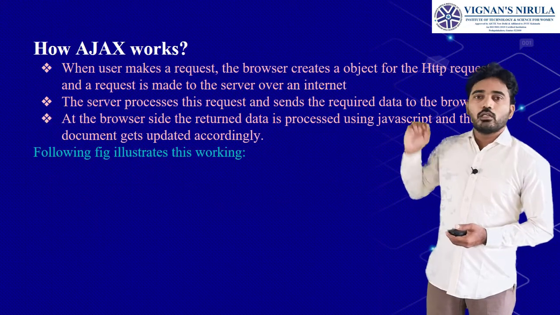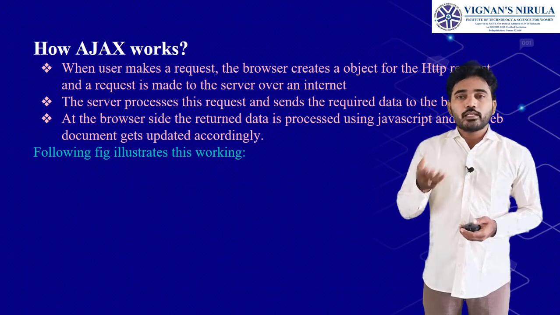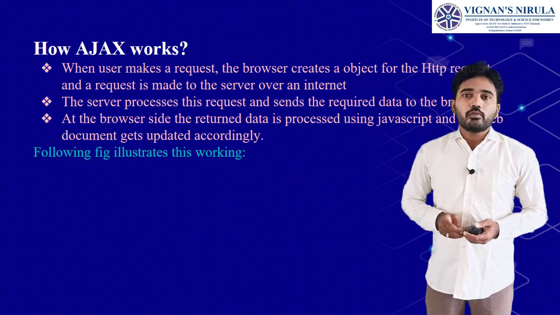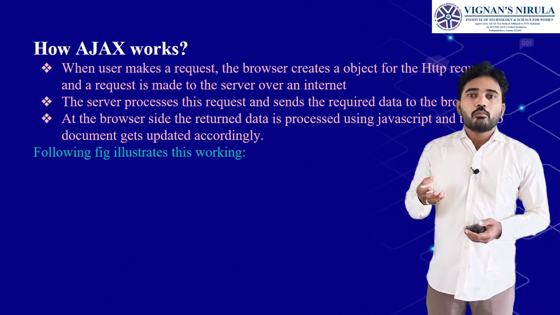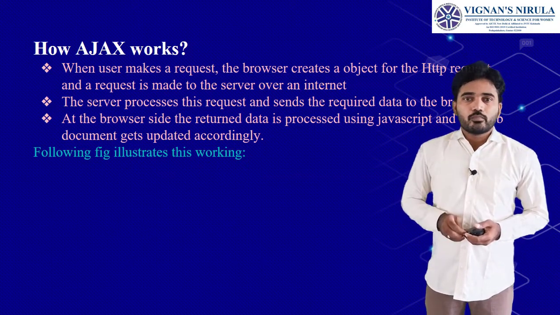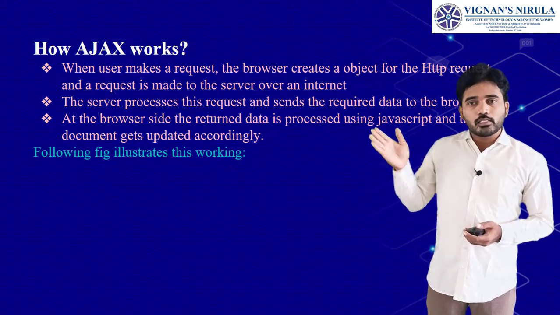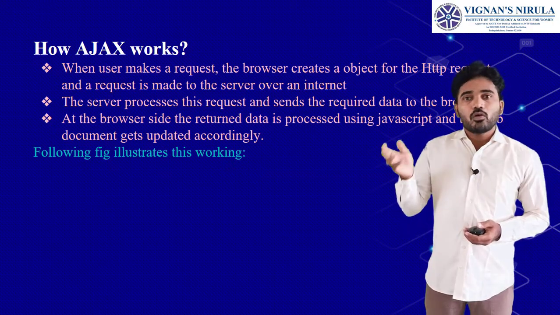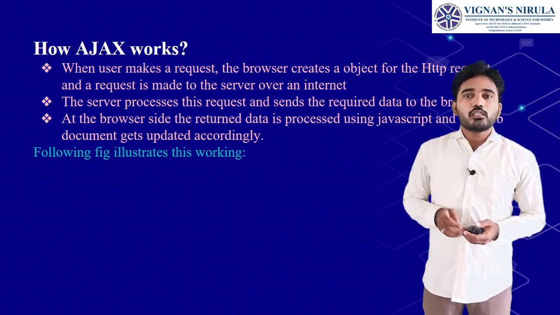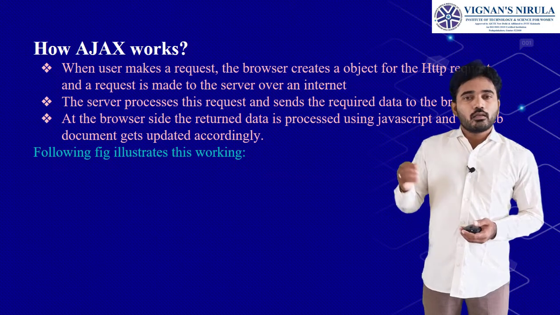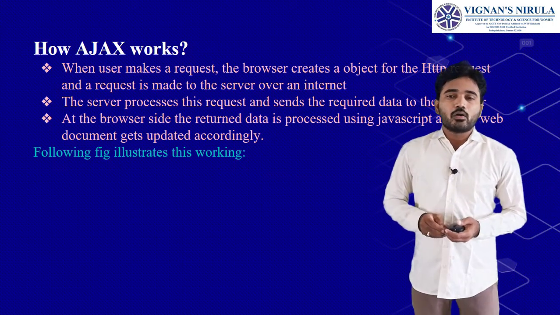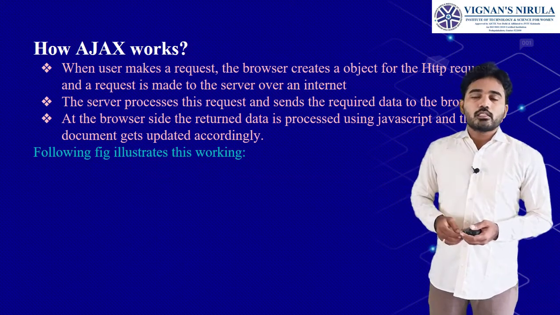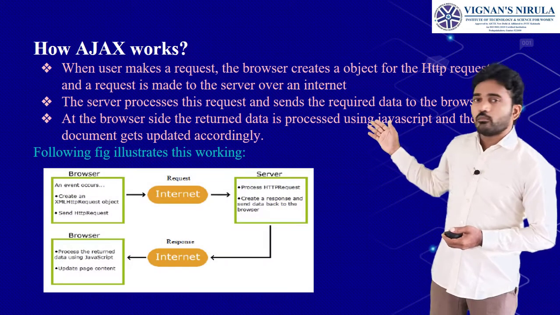So, how does AJAX work? When the user makes a request, the browser creates an object for the HTTP request, and a request is made to the server over the internet. Then the server processes this request and sends the required data to the browser. And at the browser side, the returned data is processed by using JavaScript, and the web document gets updated accordingly without reloading it. Now let us discuss how AJAX is working as per this diagram.